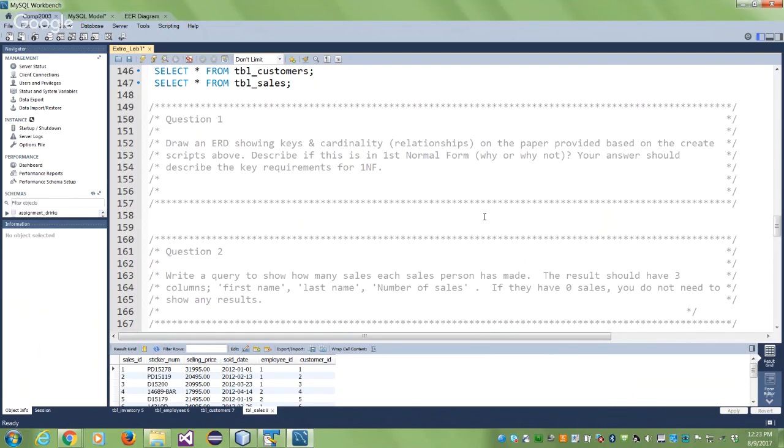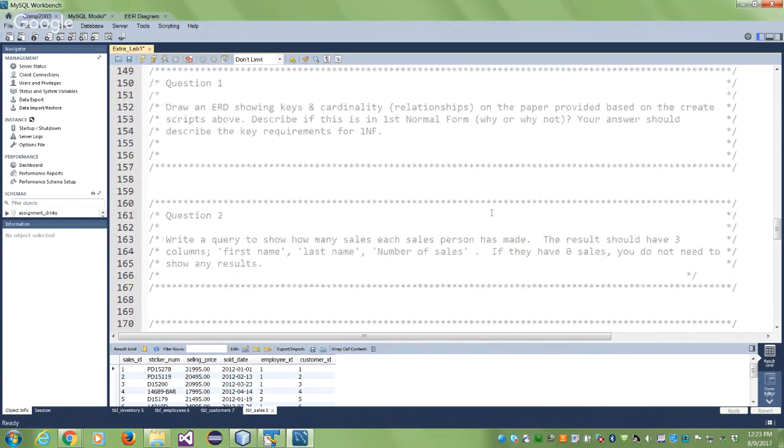So I won't do one for you, but definitely all these tables are in the first normal form, because every table has a primary key and every field in every table is atomic in nature. Okay, that's what your answer will be.